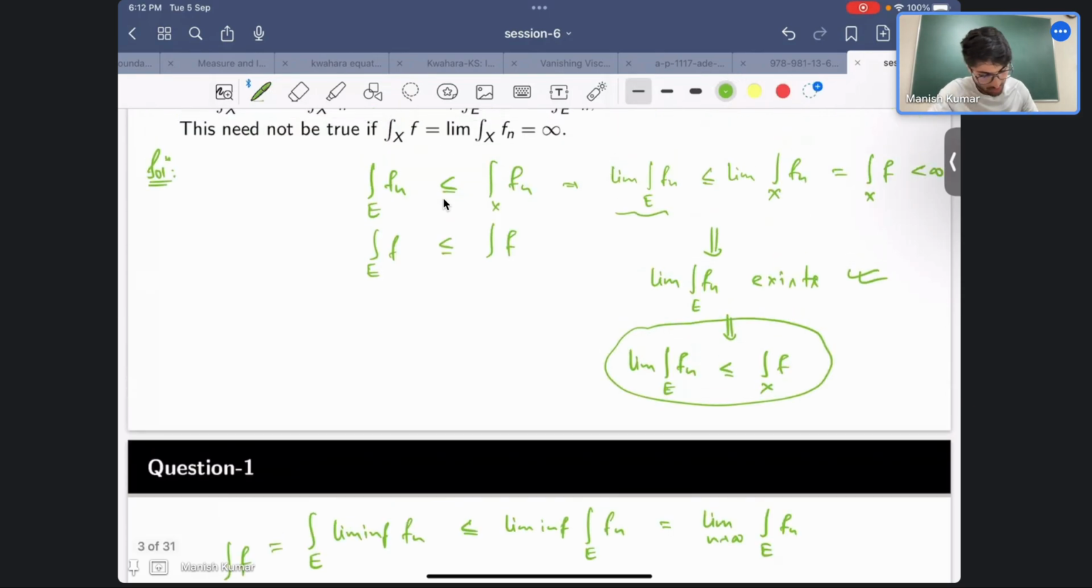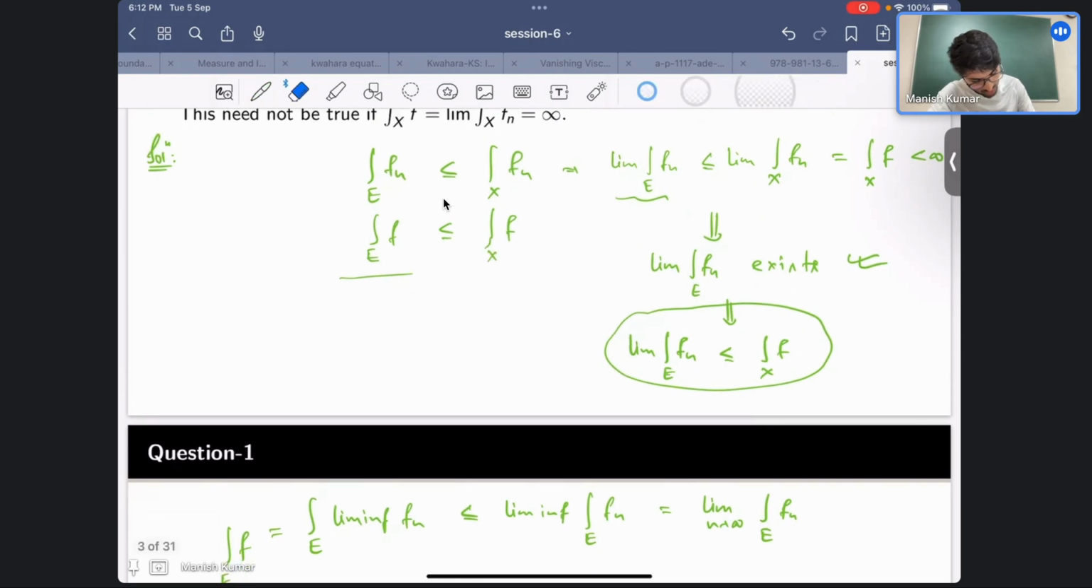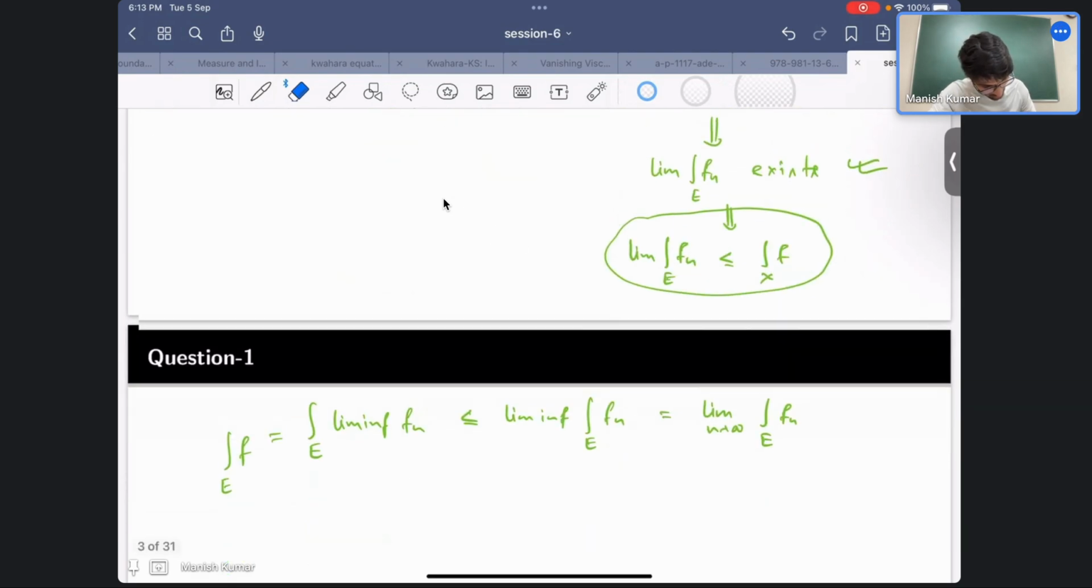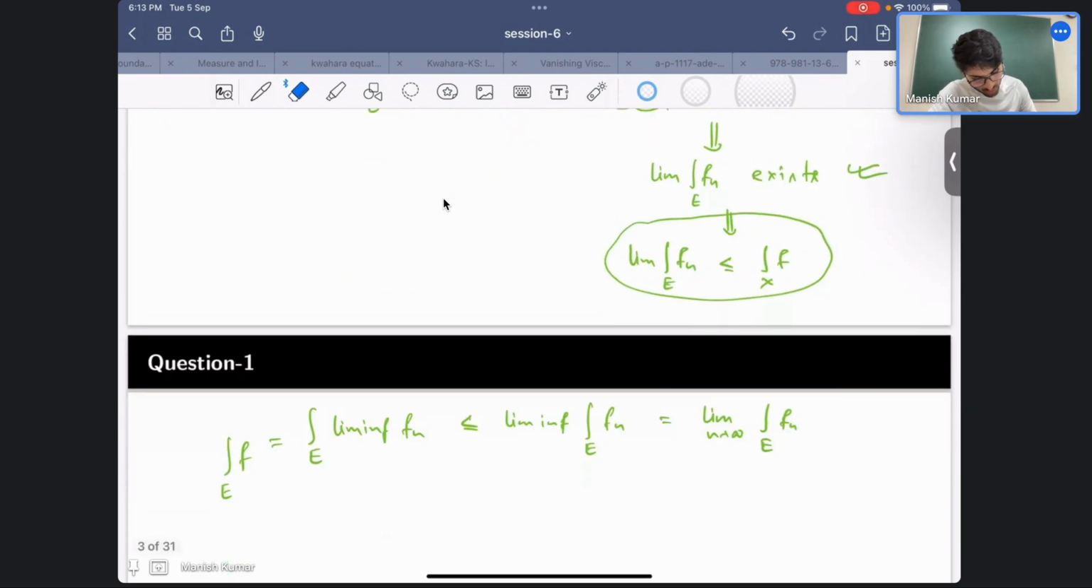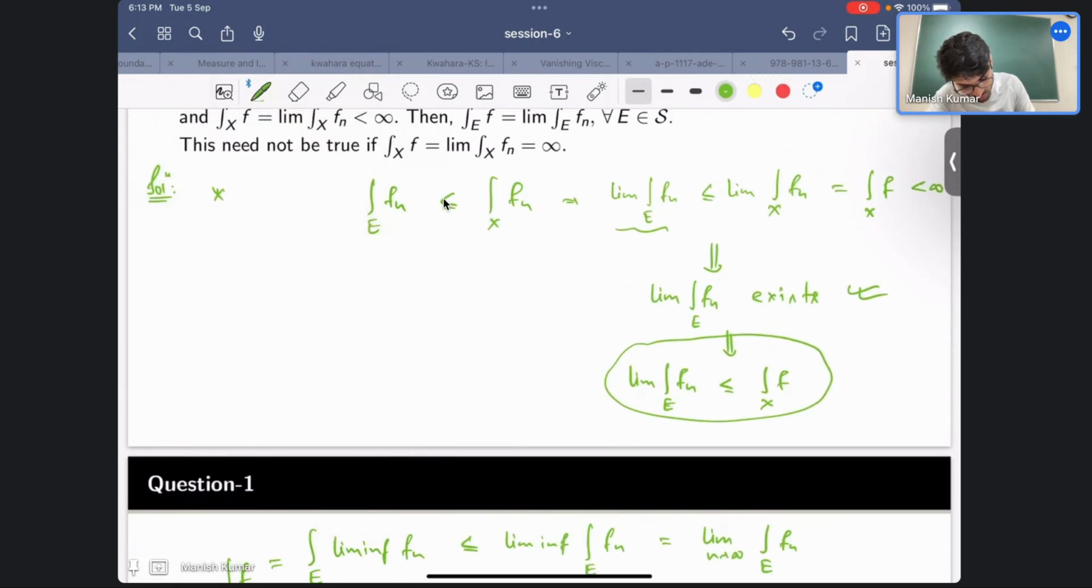Okay, so let me just repeat what you said. I don't think you need this one so far. Did you use it anywhere? No. Okay. So the first thing is to make sure that the limit exists. This was your first step, that the integral of fn over e is less than or equal to the integral of fn over x, and so the limit.